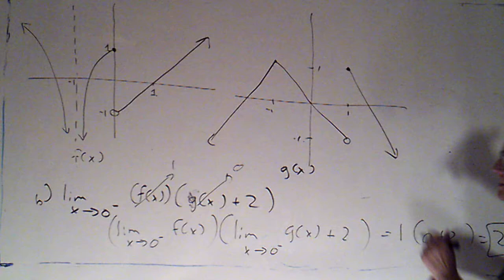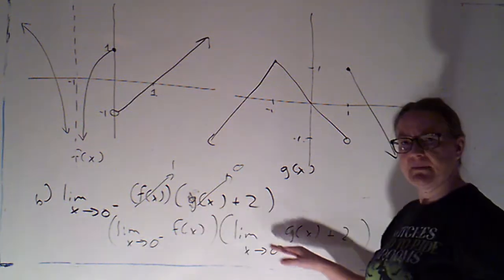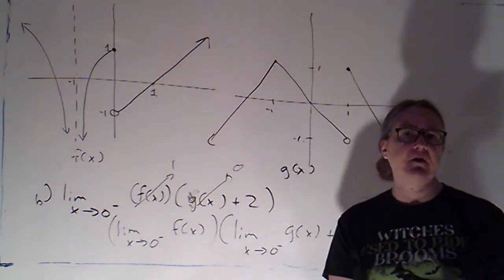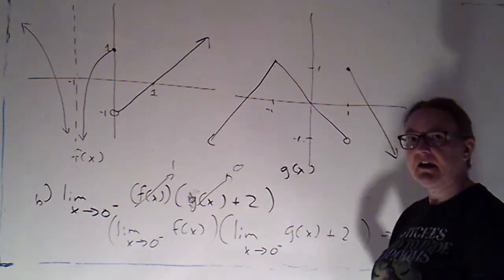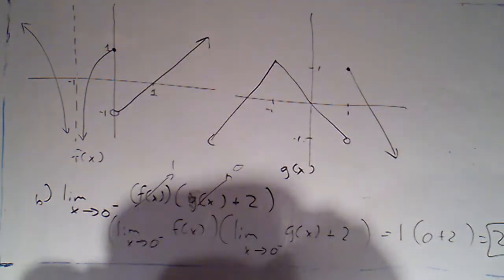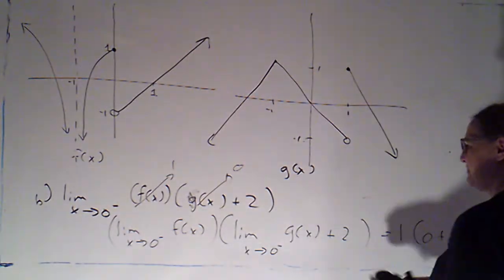Okay. You'll notice, though, before I applied this rule of limits, I checked to make sure that everything involved was going to be finite, because I don't want to write out an arithmetic problem if one of the parts in that problem is not a finite number.